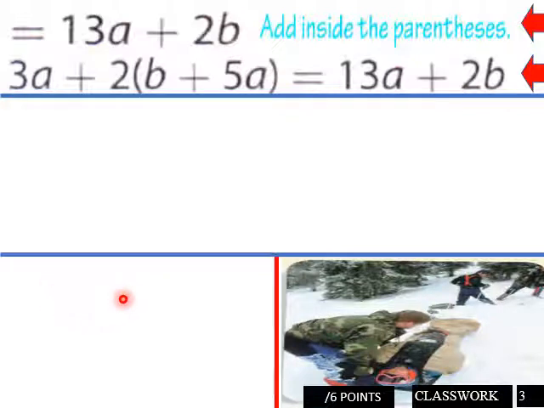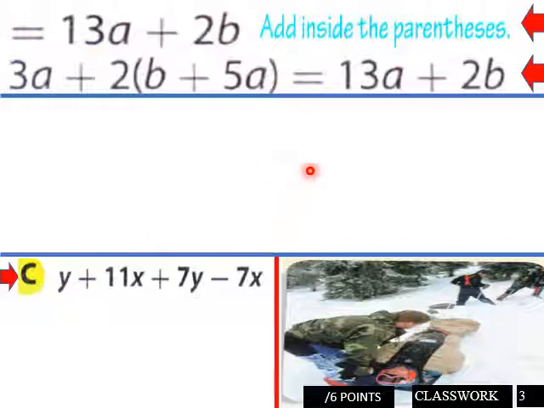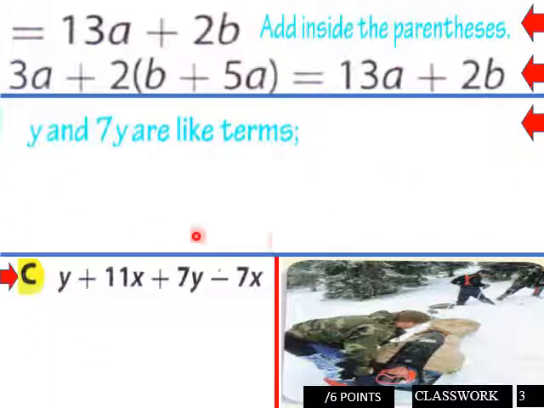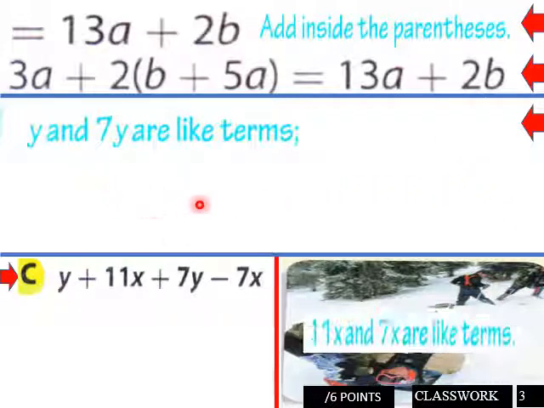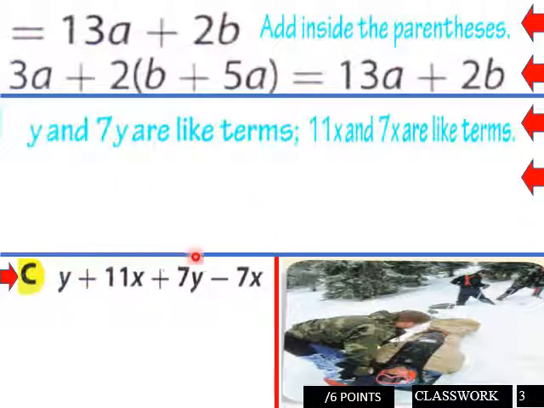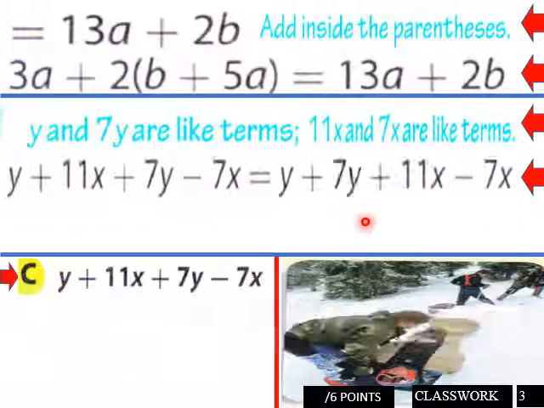So see here, y plus 11x plus 7y minus 7x. y and 7y are like terms. And 11x and 7x are like terms. So y plus 11x plus 7y minus 7x will be the same thing as y plus 7y. We're going to move this over next to the y. And then 11x minus 7x. We're going to move our 11x over here. We can do that by the commutative property of addition.